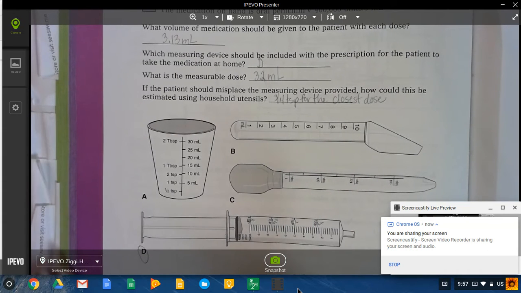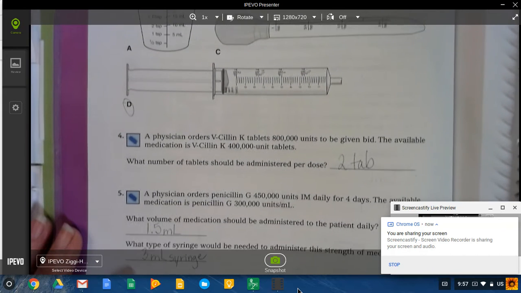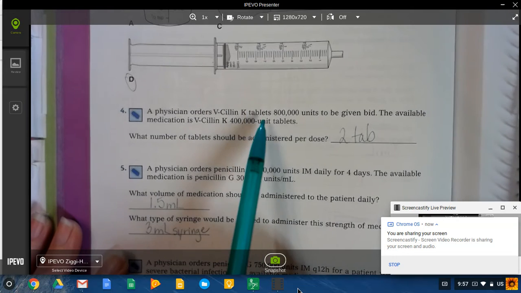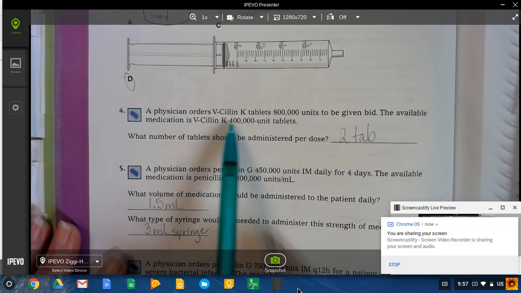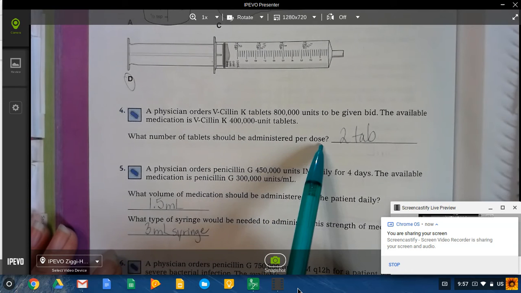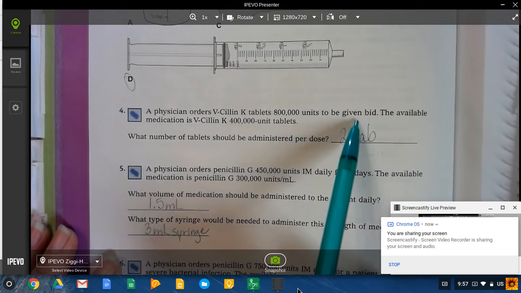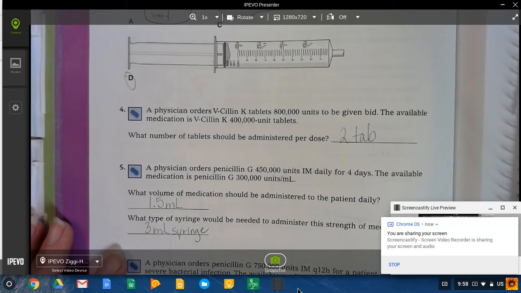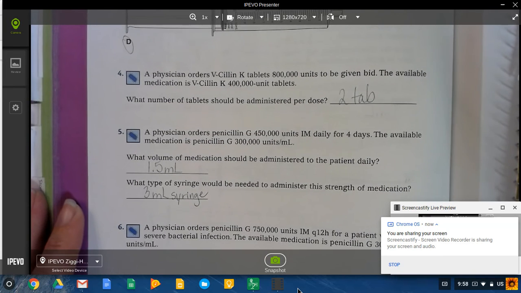So that's how you do number 3. Number 4 is pretty darn easy. If you just take a look, you've got tablets, 800,000 units to be given twice a day. The available is 400,000 unit tablets. So how many tablets should be administered per dose? Well, you need 2 to get 800,000 units, and you'll do that twice a day. So you'll need 4 a day. Pretty simple. Now, number 5, I'm going to show you number 5, and number 6 is exactly like it.